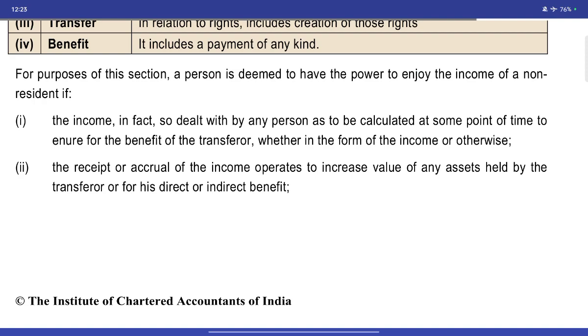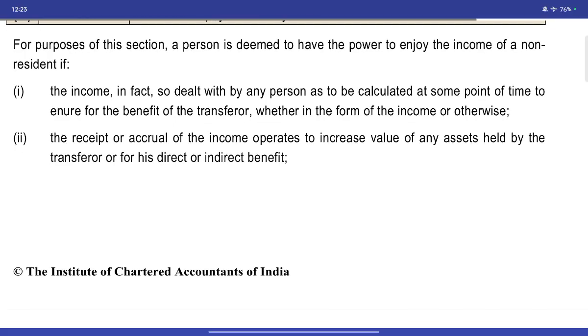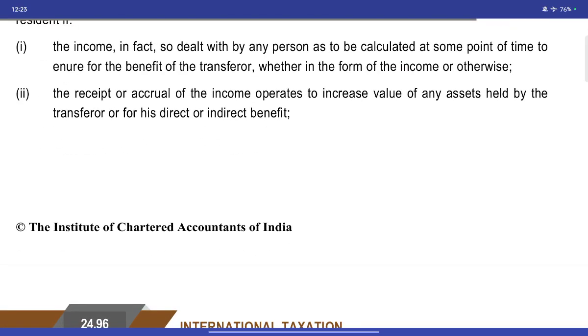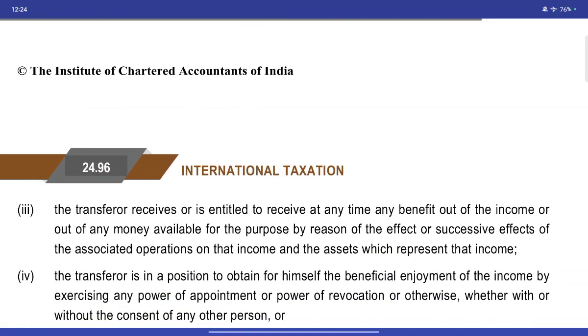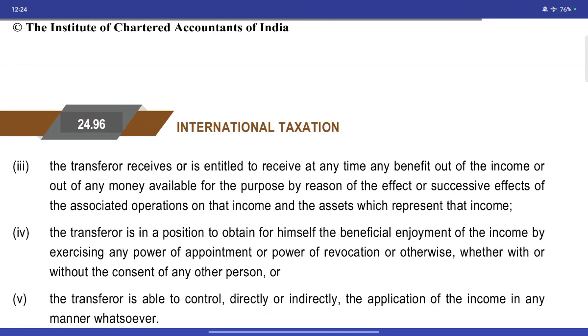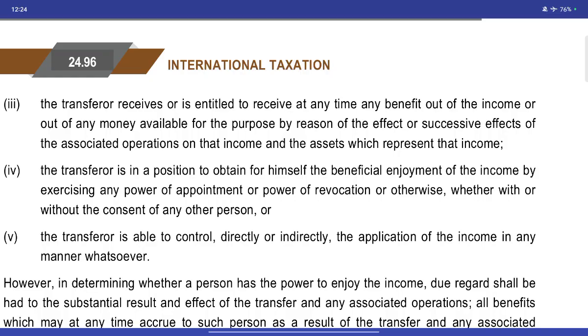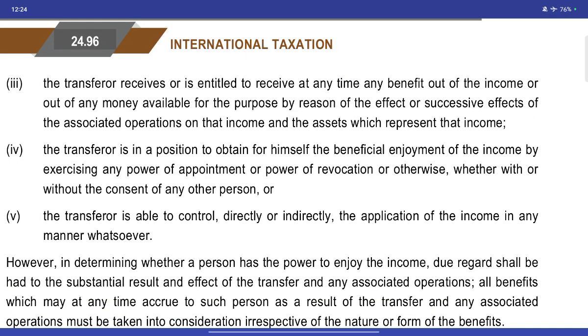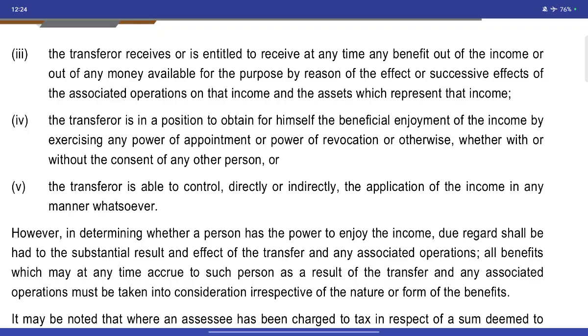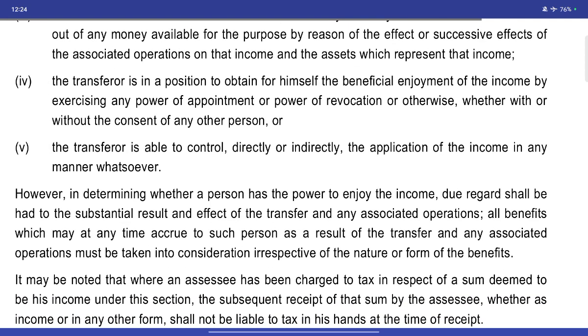For the purpose of the section, a person is deemed to have the power to enjoy the income of a non-resident if the transfer or associated operations ensure that the benefit of the transfer, whether in the form of income or otherwise, the receipt or accrual of the income, increases the value of assets held by the transferor, directly or indirectly, or he is entitled to receive any income or benefit out of the income or out of the money available, by reason of the successive effect of the associated operations on that income and the assets representing that income.